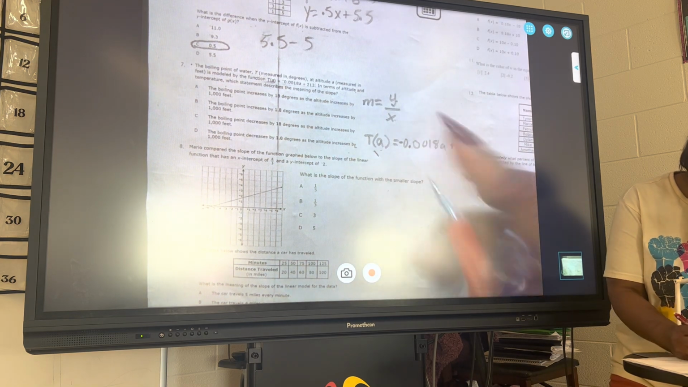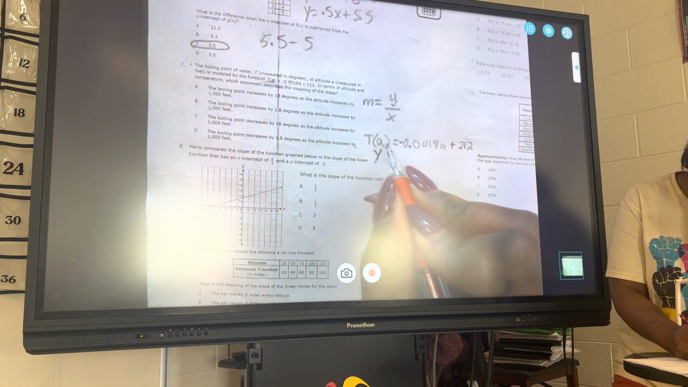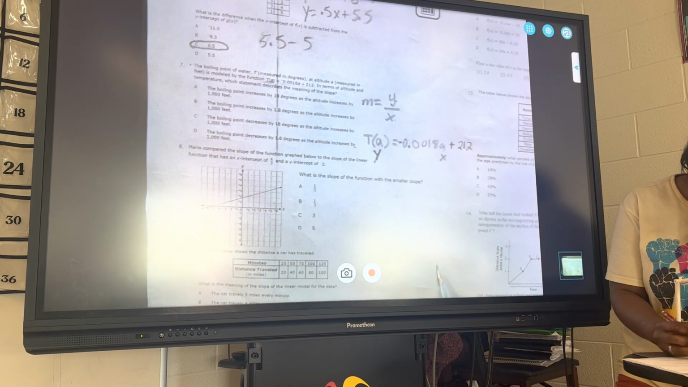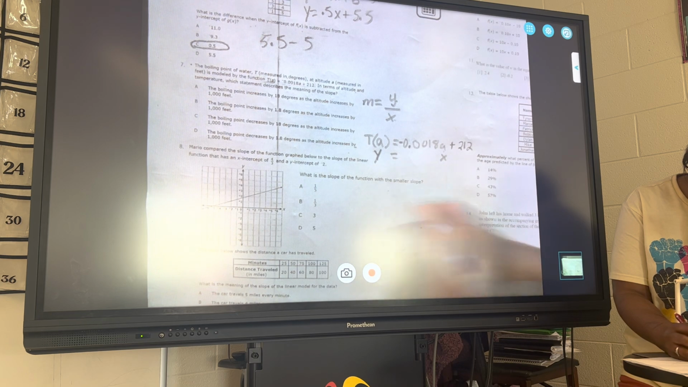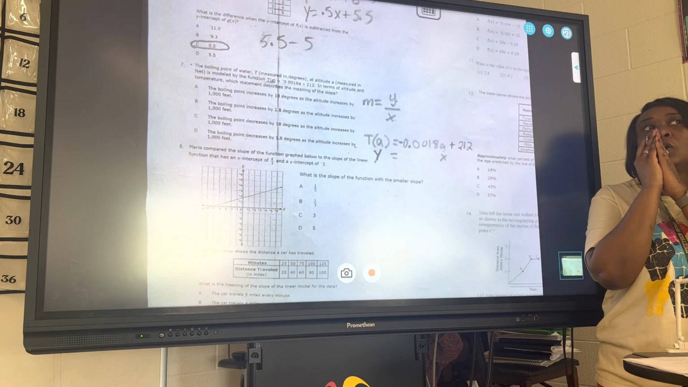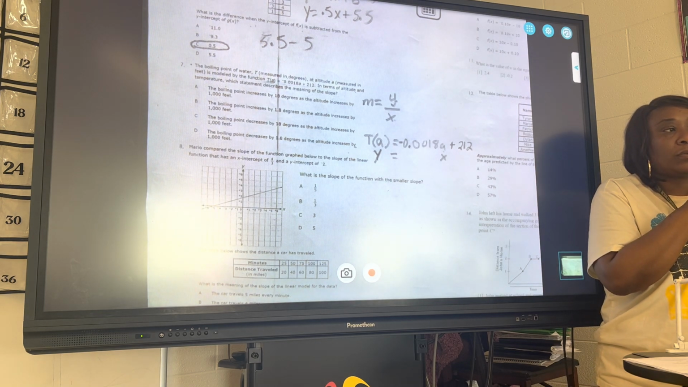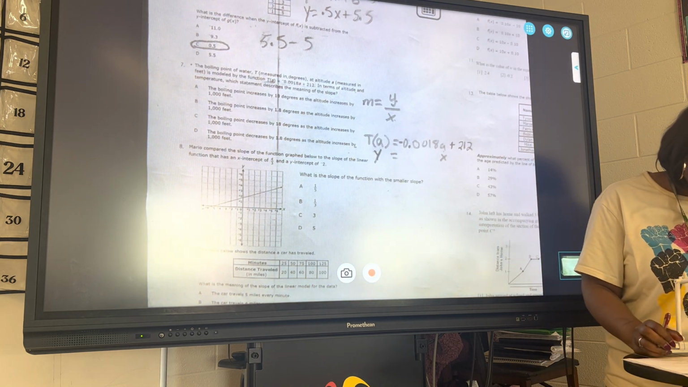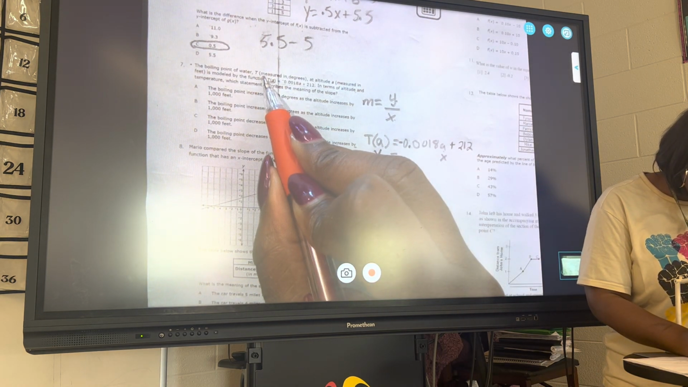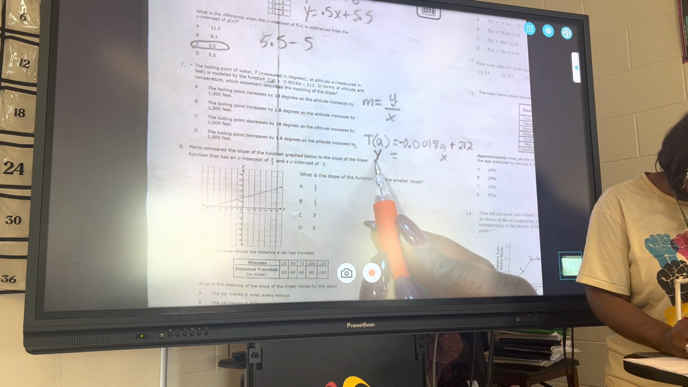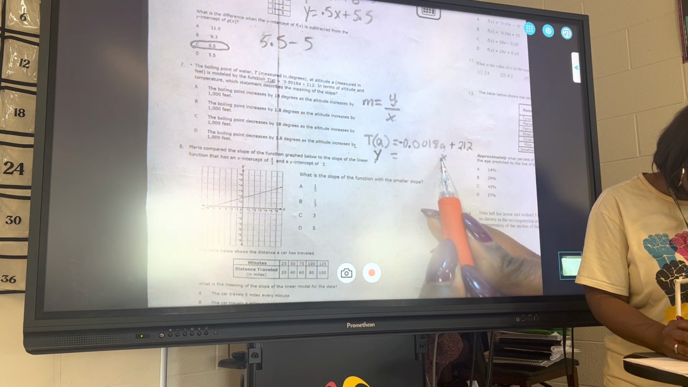So this right here is y, right? And this right here is x, right? Do you see how another way to write that? Does that make sense what I just said? So what is the y in this problem? It's the T, because you see how this is T of A? That's the same as y. Okay, do you understand? And then A is the amplitude.